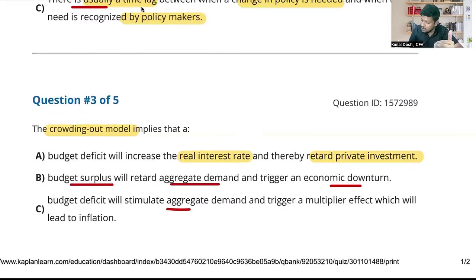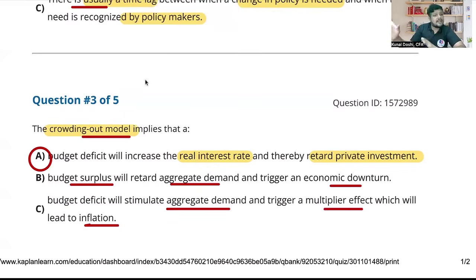Budget deficit will stimulate aggregate demand, correct, and trigger a multiplier effect which will lead to inflation. No, not necessarily. It will lead to an increase in aggregate demand, correct, but not necessarily inflation. So the correct answer is crowding out. When they talk about the crowding out model, crowding out means there is very little left for private investment. Crowding out talks about private investment, not anything about inflation.